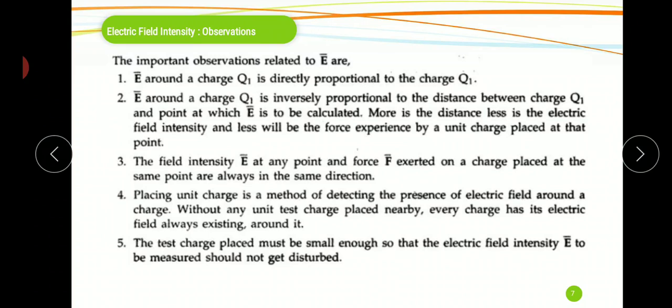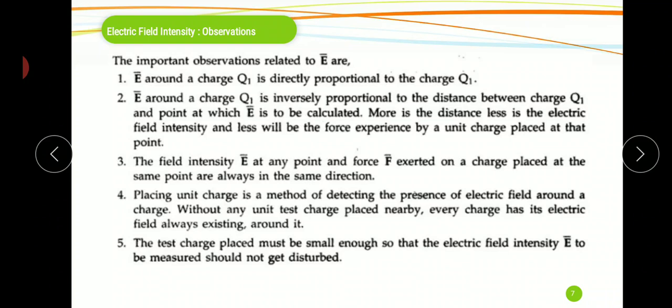These are the basic steps for how we calculate the electric field intensity for different charge configurations. The electric field intensity around the charge Q1 is always directly proportional to the charge Q1. That means if we increase the charge, the electric field intensity also increases. If the charge decreases, the electric field intensity decreases. That means they are directly proportional.